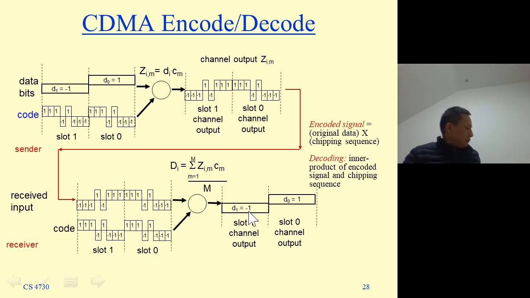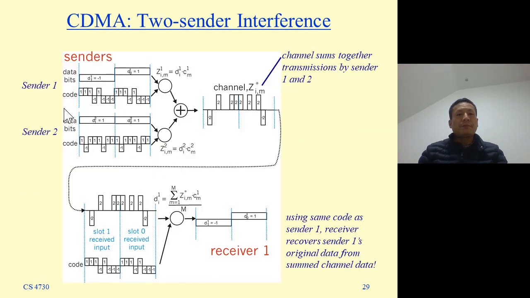So you can see the receiver extracts the original information successfully. When you send out -1 and 1, the receiver extracts -1 and 1 again by using the decoding with the same chipping sequence. So that's the deal of CDMA. If you have multiple users, you are fine. Everybody can do the same.